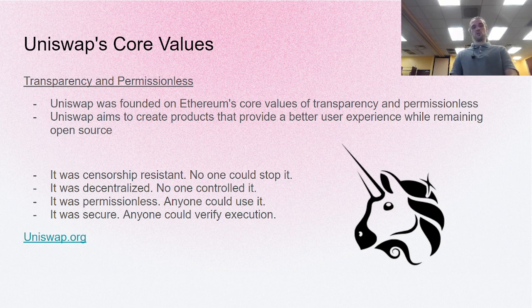So these core values were put in place in V0, well before we had a very user-friendly product in V1 and V2. So I'll just go over these very slowly. Uniswap was to be censorship resistant. No one could stop it. It was decentralized, meaning no one controlled it. It was permissionless. Anyone could use it. And it was secure. Anyone could verify execution.